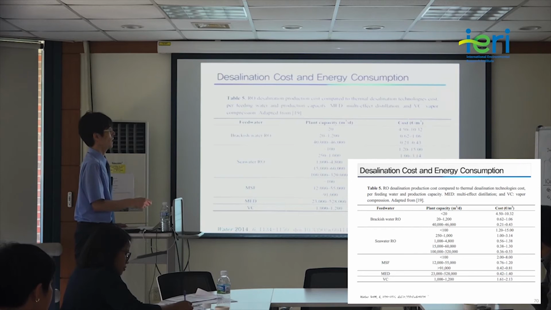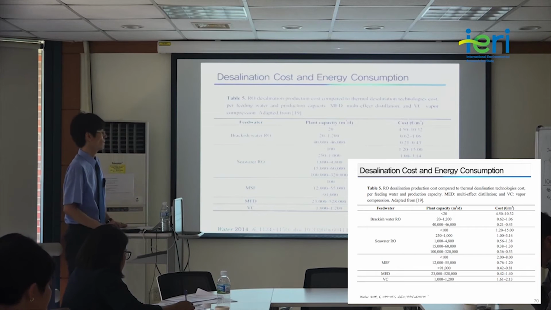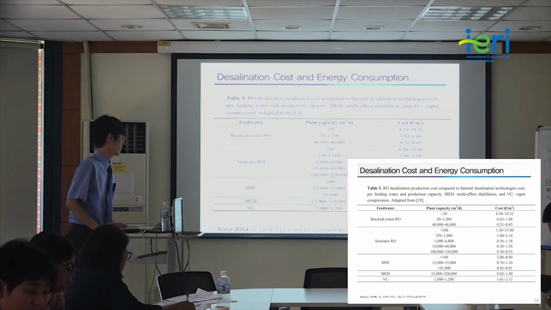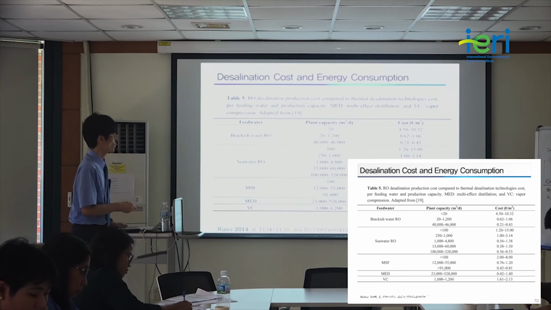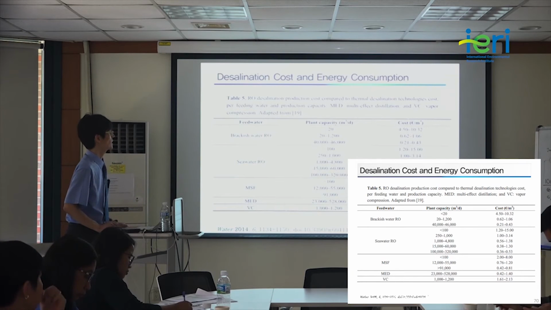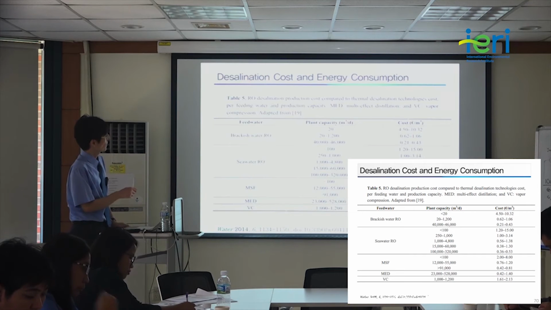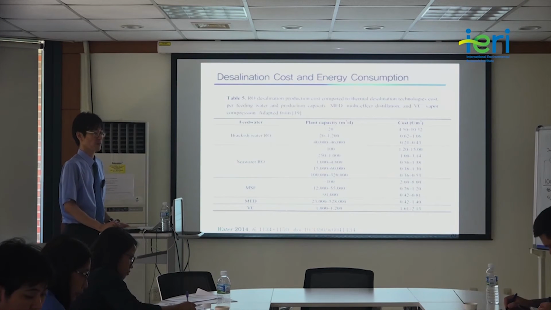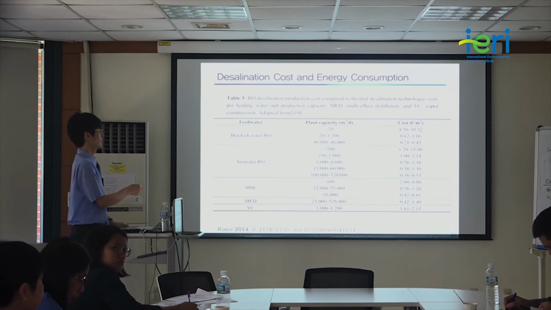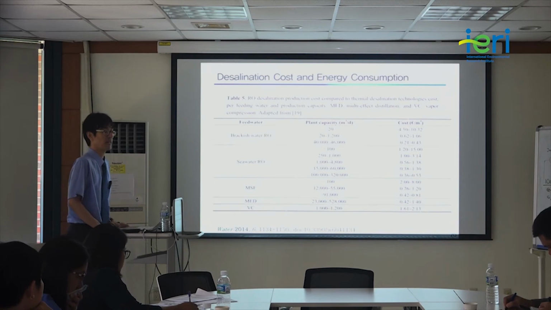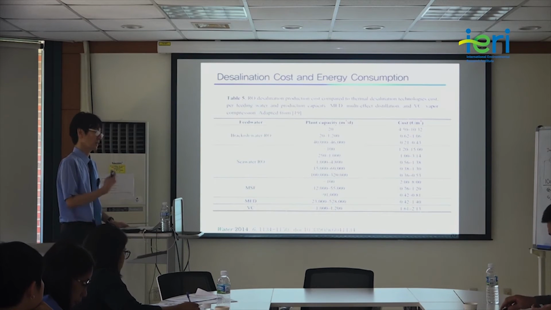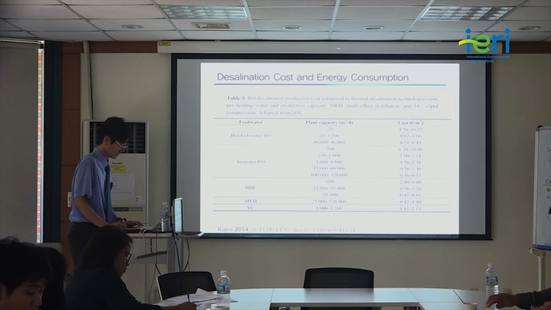Anyway, if you just compare seawater desalination with MSF or MED or vapor compression, reverse osmosis is always the cheapest option. However, if you compare this with brackish water reverse osmosis, of course it's more expensive because we have to handle feed water with high salt concentration.